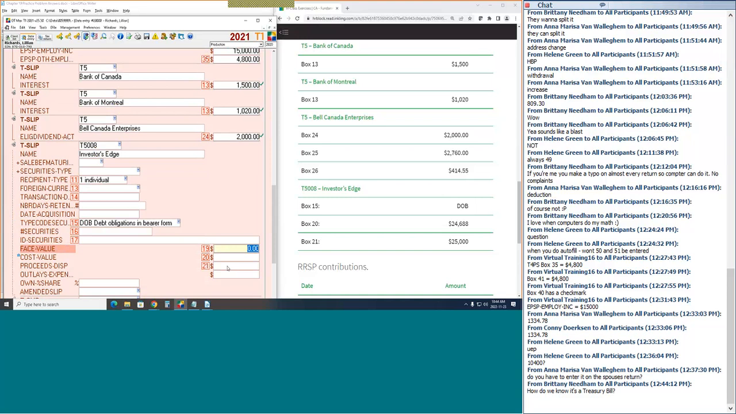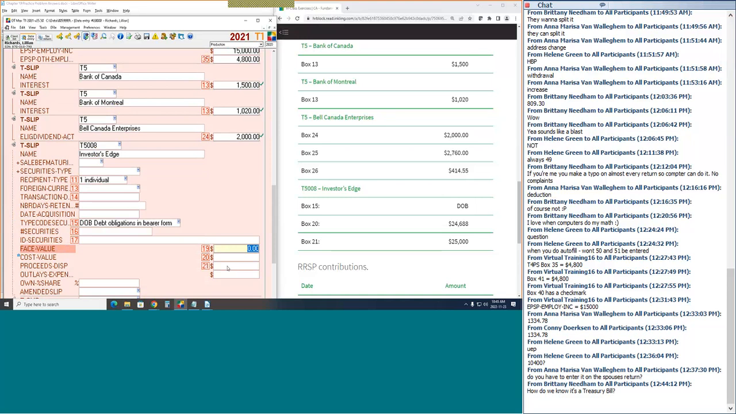Brittany, excellent question. How do you know it's a Treasury bill? Because box 15 says DOB. If box 15 says DOB, it's a Treasury bill. So that's your clue. And then you're going to check 19 and 21. If 19 and 21 match, you can do that data entry.